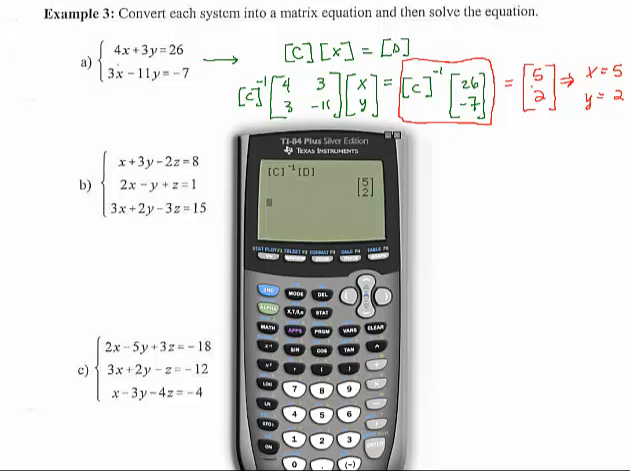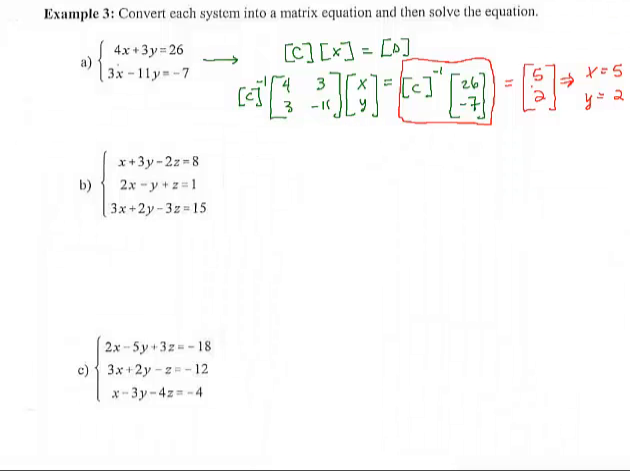Does it actually work? It's a 2 by 2 system of linear equations, so it's pretty quick to check it out. We want to put in 5 for x, 2 for y. Well, 5 times 4 is 20, plus 3 times 2, 6, does give us 26. So the first one checks out. We check the second one and if it checks out, then the matrix 5, 2 must be a solution.